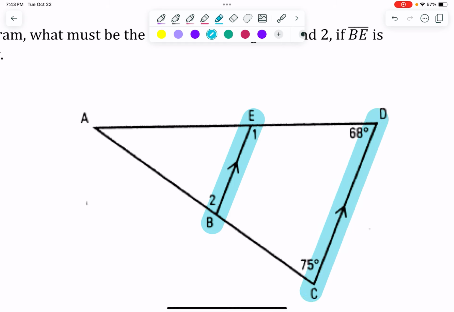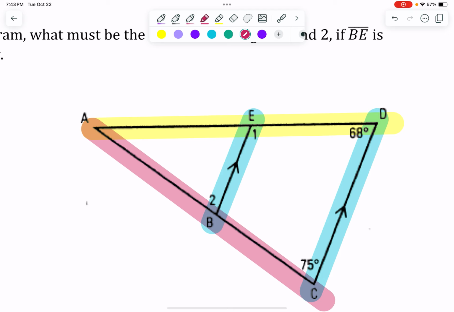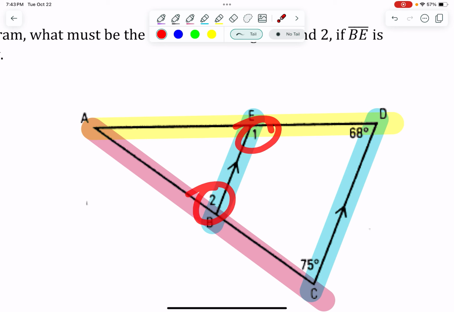And then I've got a couple of other lines that are transversals of those parallel lines. So there's one crossing from A to D. And there's also one going through from A to C. So there are all of our lines colored and highlighted for us so we can acknowledge them. We need to find in this question angles 1 and 2.